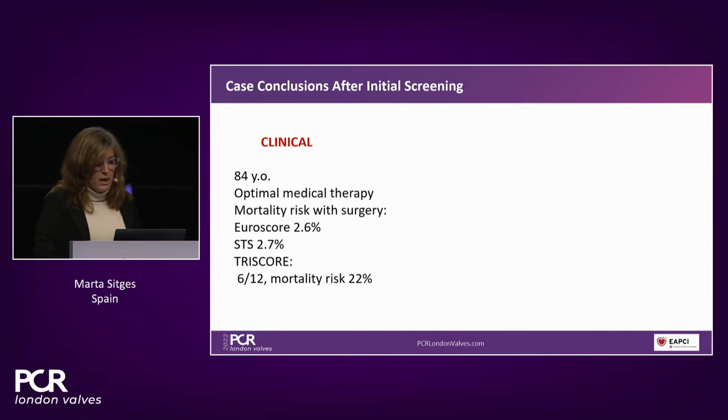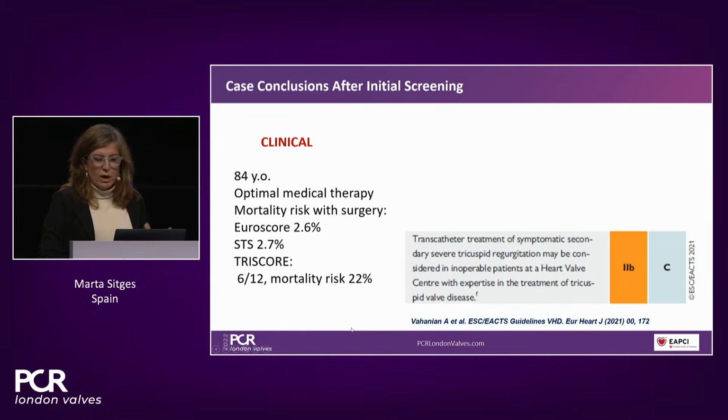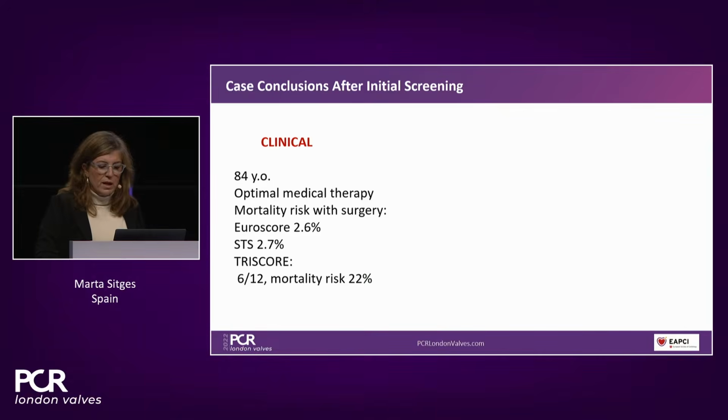So we are facing a lady, 84-year-old, optimal medical therapy, mortality risk with surgery was estimated with these several indices, but particularly with the TRI score, which is specifically designed for tricuspid regurgitation patients, and the mortality risk estimation was 22%. So according to the European guidelines, we had also the option of transcatheter therapy of this lady.